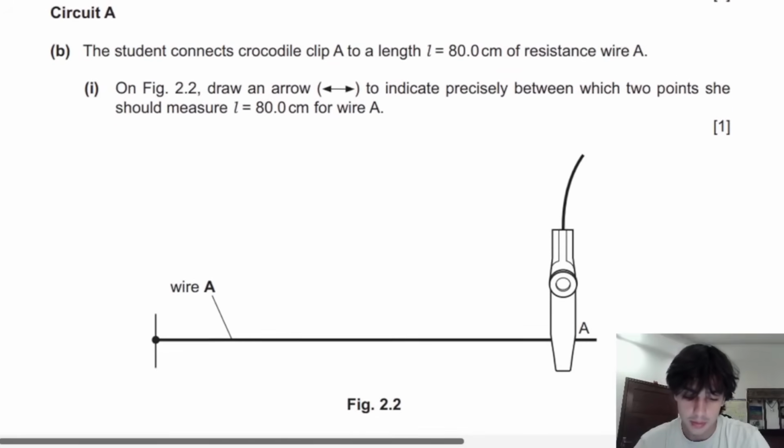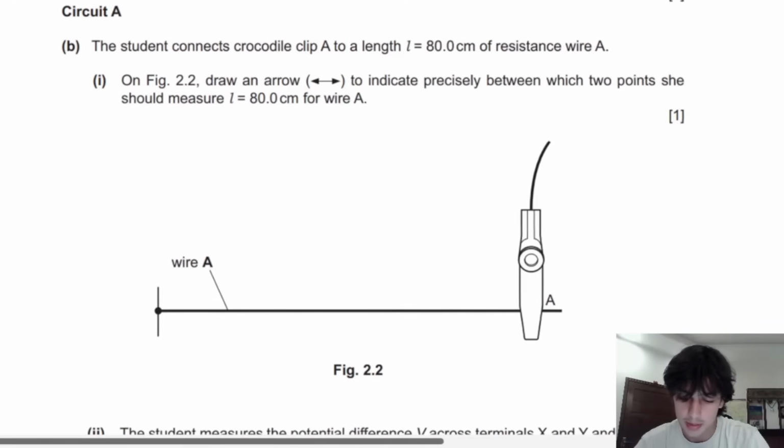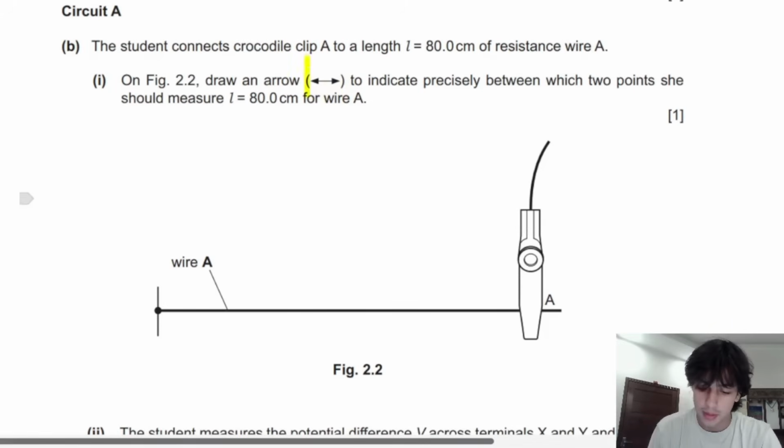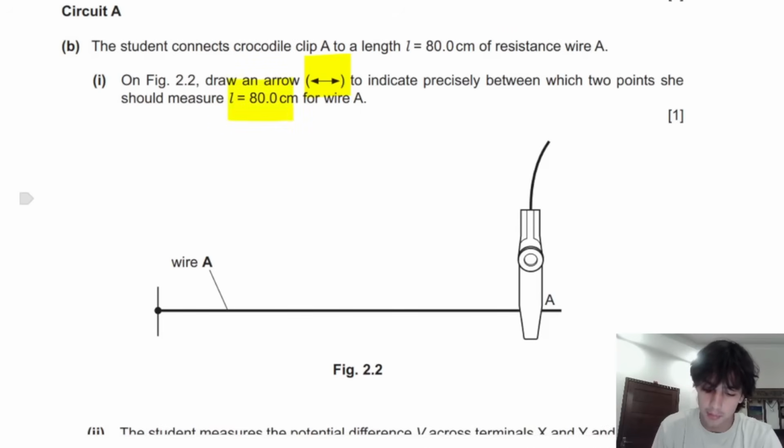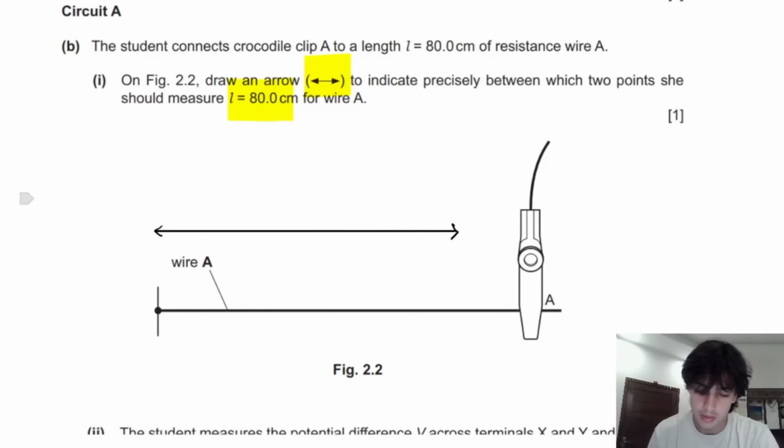Then a student connects crocodile clip A to length 80 cm of resistance wire A. Draw an arrow to indicate precisely between which 2 points she should measure length 80 centimeters for wire A. Now for wire A, we obviously need to start from the beginning, so we would say this point over here, and we would say that this extends to, for example, 80 cm for wire A. Let's say this is 100, so this might be like 80 cm right over here, like an approximate estimation. So this is going to be the answer.